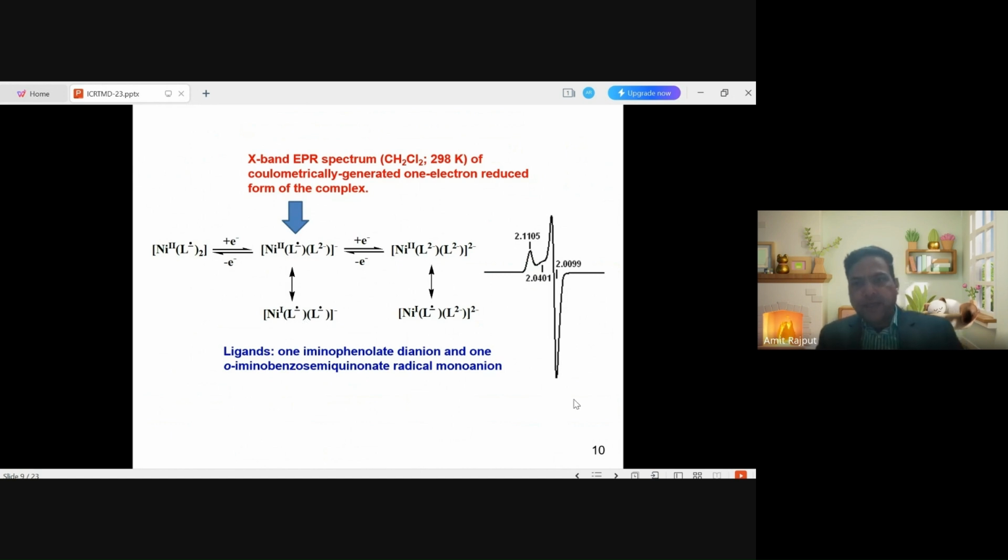Now come to the EPR part. What is actually happening in the solution? This signal at 2.0099 is due to the radical electron, because one unpaired electron is present on the ligand. But this part, 2.0401 and 2.1105, is due to the presence of this species. So basically, in the solution, this nickel(II) and this nickel(I) species are present.